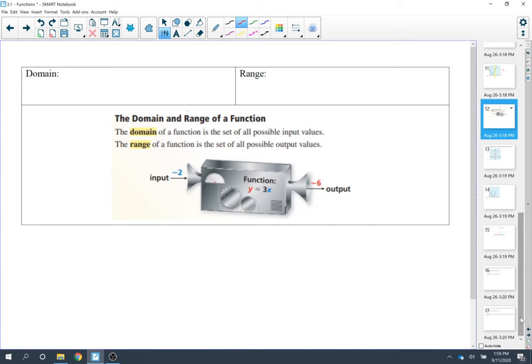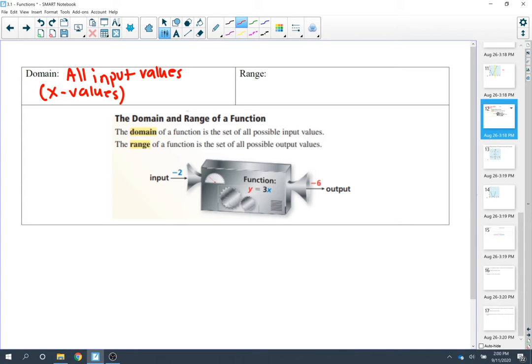Domain and range. When we're talking about a function, we have these words called domain and range. We also have input and output. So we give our input and our output specific names. So the domain of a function is all input values. And typically, when we graph things, we have an x value and a y value. So this is all of your x values.